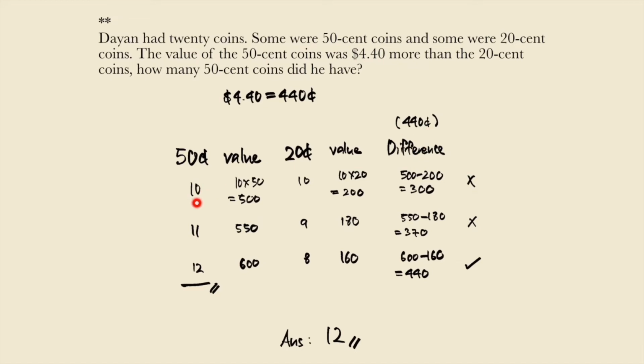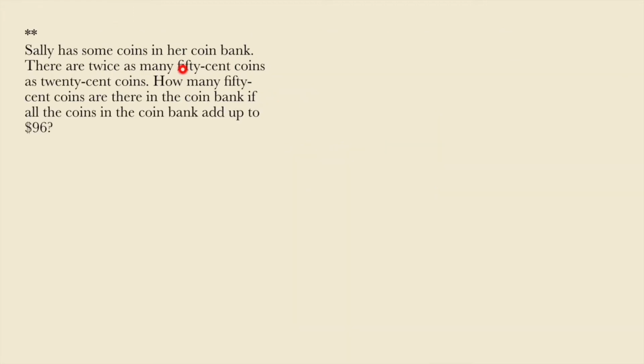So total of 20. Let's guess 10 and 10. That's 300 in terms of the difference. 500 minus 200. So that's 300. Not good enough, right? We need to increase. So let's increase by 1, decrease by 1. The difference is now 370. Getting a lot closer now. Let's do it again. Increase by 1, decrease by 1. That's 440. How many 50-cent coins are there? 12.